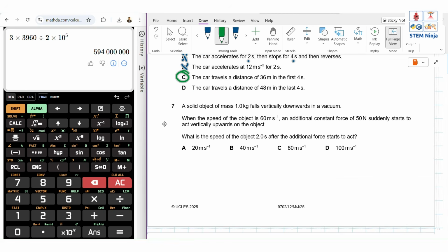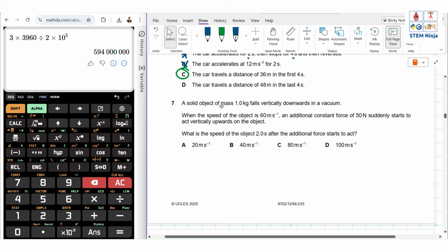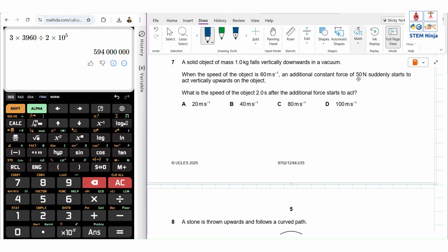Okay. A solid object of mass 1 kg falls vertically downwards in a vacuum. When the speed of the object is 60 meters per second, an additional constant force of 50 Newton suddenly starts to act vertically upwards on the object. What is the speed of the object 2 seconds after the additional force starts to act?